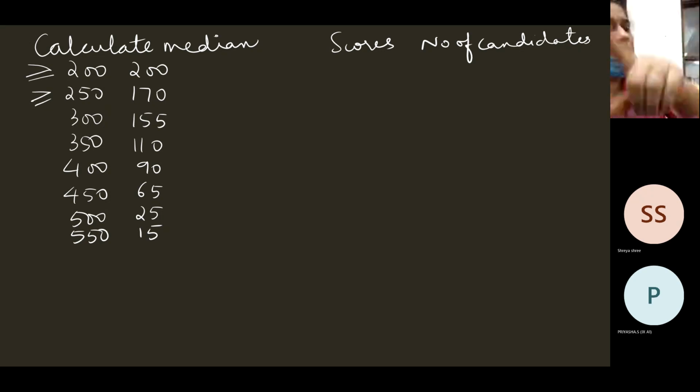In less than, write the first number as it is and then subtract. In more than, start subtracting and write the last number as it is. So here we start subtracting: 200 minus 170, 170 minus 155, and write the last number as it is. There, write the first number as it is and then subtract. Remember like that.